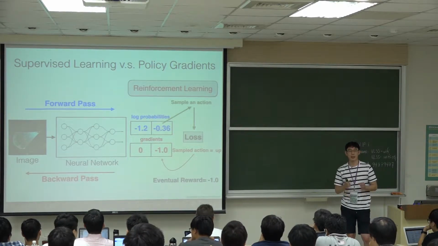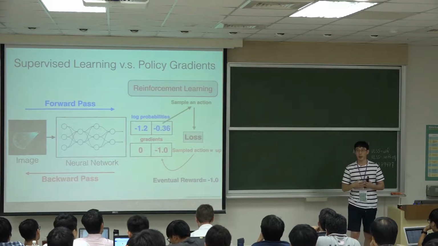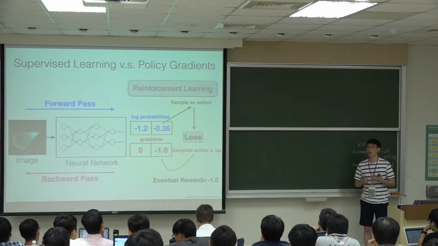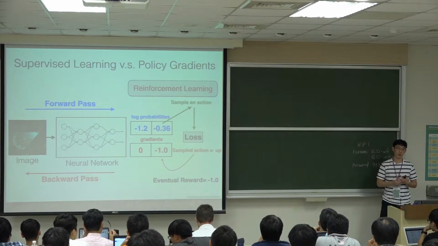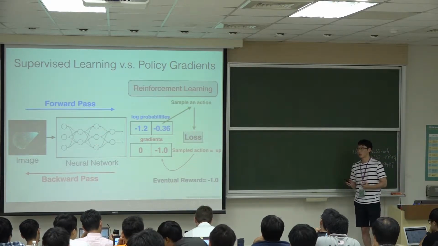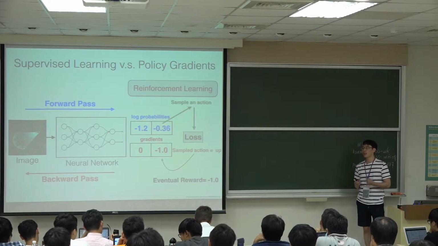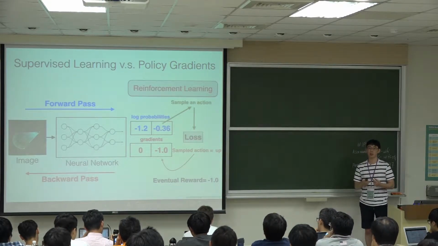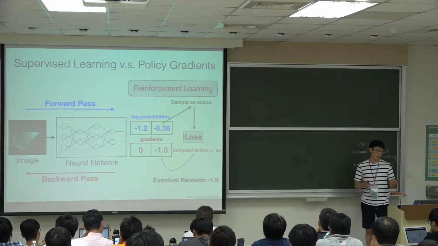Okay? But I think one thing you need to bring home is that in supervised learning, you get direct supervision to compute a loss function. And in this case, you don't. So you basically take actions to get this reward, compute a gradient based on the returned reward, and keep doing it.